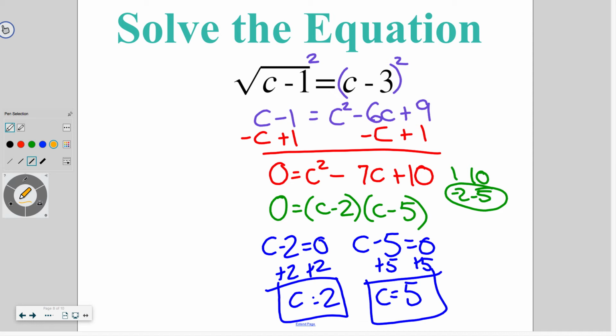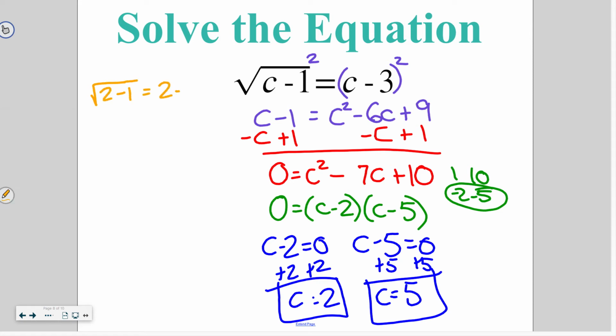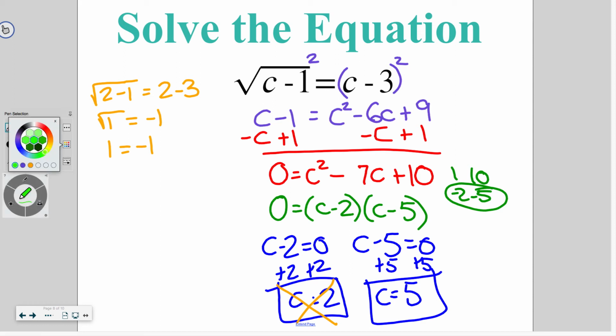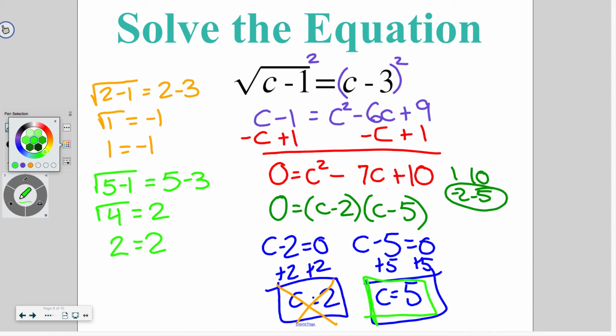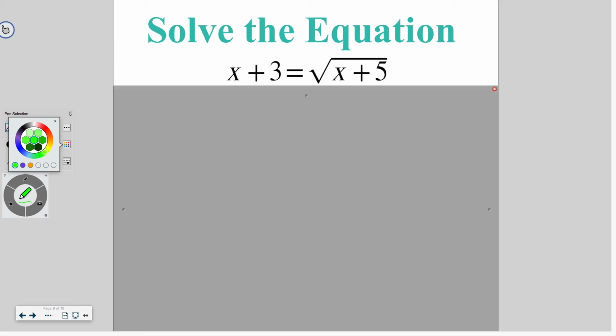So I'm going to plug in 2 and say the square root of 2 minus 1 is equal to 2 minus 3. That gives me the square root of 1 is equal to negative 1. The square root of 1 is 1. 1 is not equal to negative 1. So 2 does not work as a solution. Now I'm going to check 5. Square root of 5 minus 1 is equal to 5 minus 3. That's going to give me the square root of 4 is equal to 2. The square root of 4 is indeed 2. So our actual answer to this problem is c is equal to 5. C is equal to 2 is an extraneous solution. Go ahead and try this one on your own.